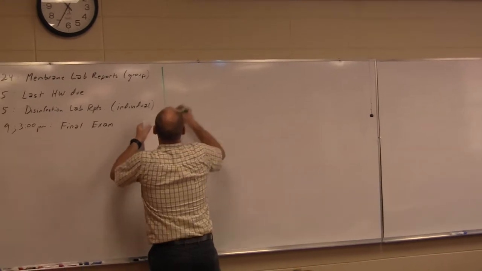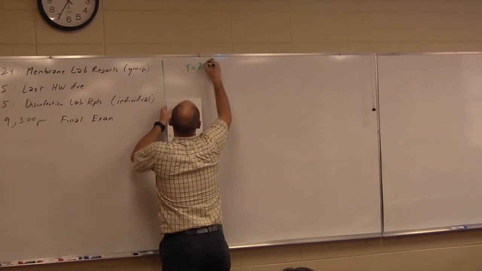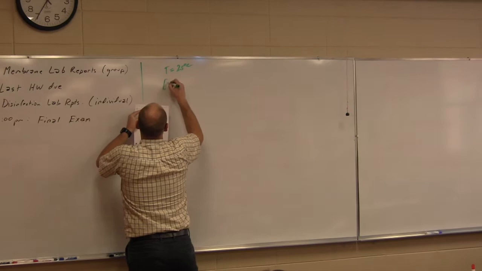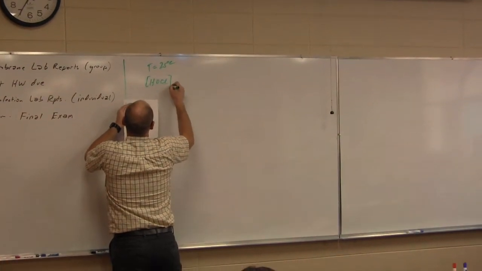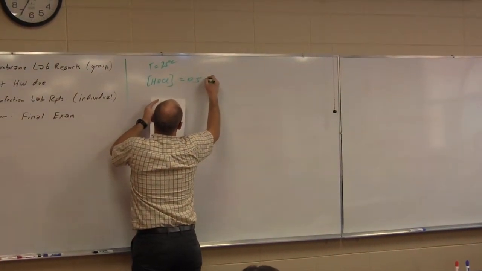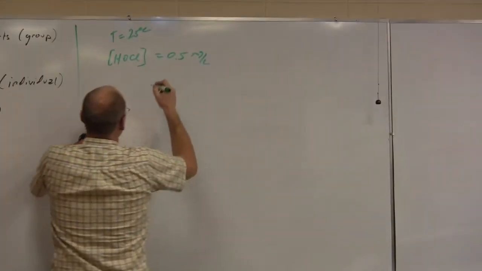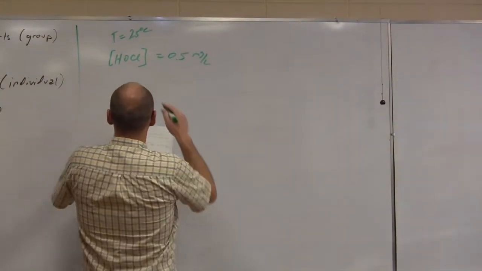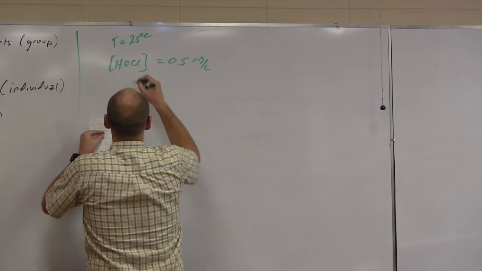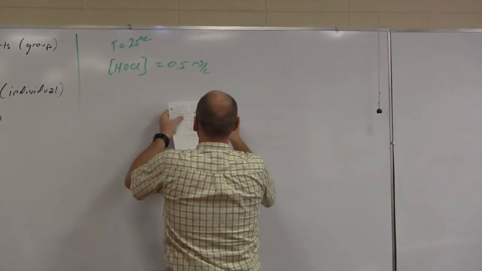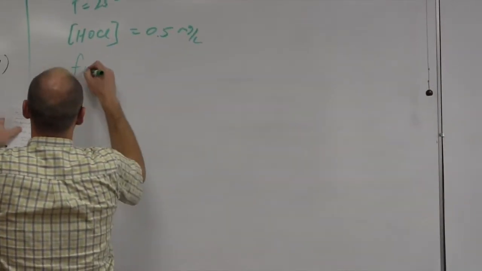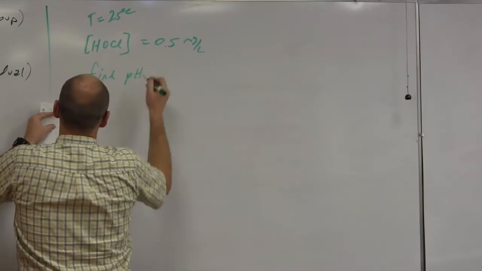This is example problem 10-1 in your book. Okay, so we said that the temperature is 25 degrees C. The concentration of HOCl is 0.5 milligrams per liter. That's what this means when it says that the concentration of hypochlorous acid is that. We can write it this way, and we're going to find the pH.